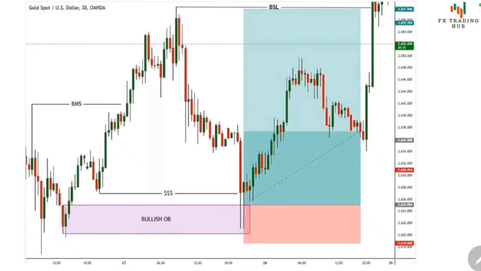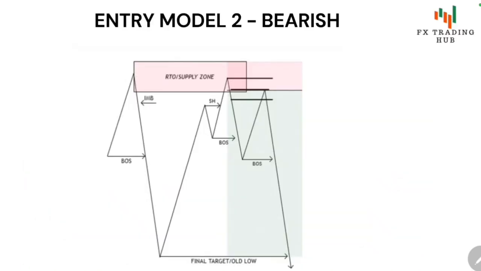So this is the first entry model that was popularized by a man called Sam Seiden, okay, from the United States. But then this entry model has some limitations. So the second entry model is what I will be showing you, which is also very popular, but there is a third one which I will also show you, which has the highest level of probability. So the second entry model is this.